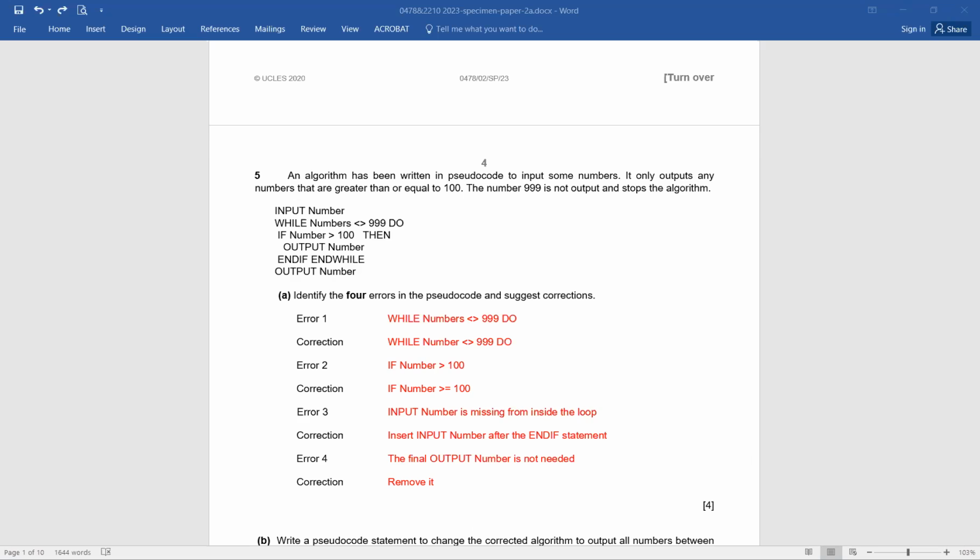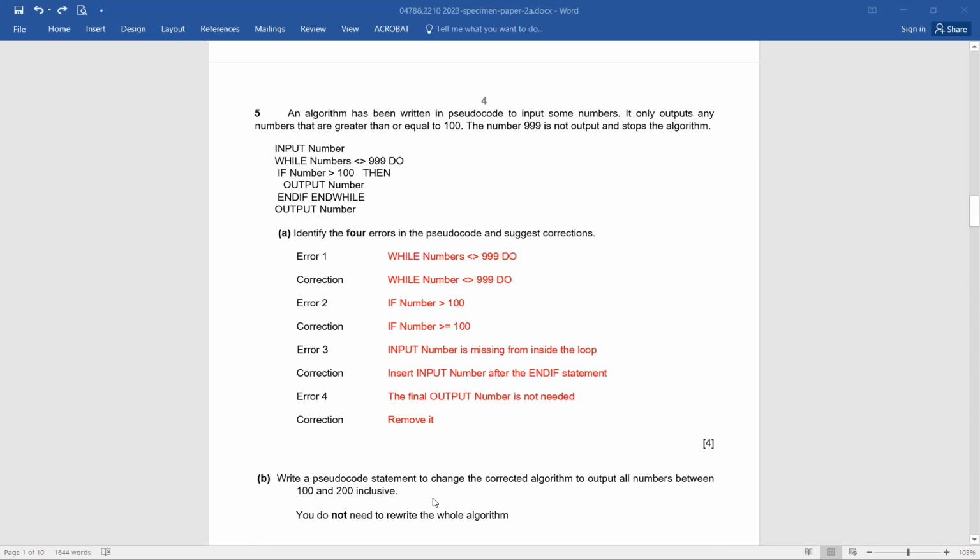Now, after that, there's another part. Write a pseudocode statement to change the corrected algorithm to output all numbers between 100 and 200 inclusive. Now, this is a between situation. If you remember, we have been talking about this one. You see this quite often in different pseudocode statements. So what will you do here is, they have given you an instruction. You do not need to rewrite the whole algorithm.